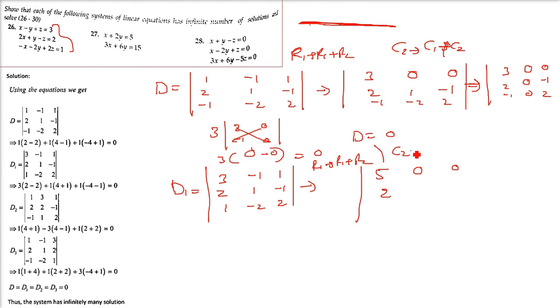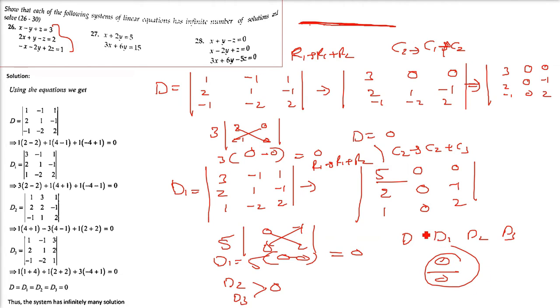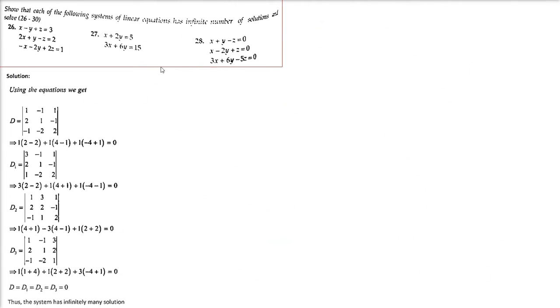I will just do column 1 plus column 2 also in this step. You get 0 here, 0 here, 0 here. Since one of the columns is 0, the determinant is 0. If you want to open it, you can; otherwise, one column being 0 is enough. In the first one also, the second column of D was 0. It is a property: if one column or one row is 0, the determinant is 0. D is 0, D1 is 0, D2 is 0, D3 is also 0. When all of them are 0, it means infinite number of solutions. This is how we do it.